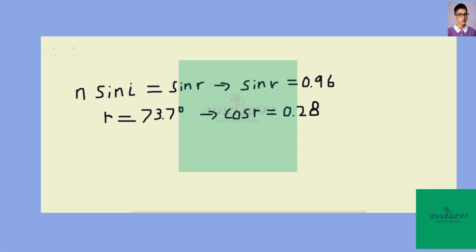Okay, so since we know the sine of r and the cosine of r, we also know what the tangent of r is, right? Because the tangent of r is equal to the sine of r divided by the cosine of r. So sine of r divided by cosine of r is equal to 3.42.